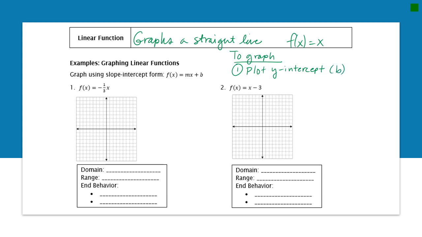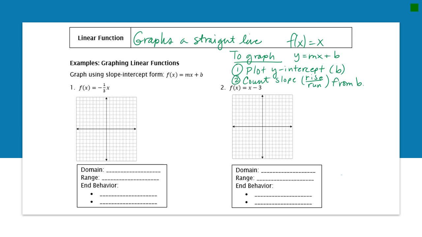Which is the b value when you're looking at y equals mx plus b. B is your y-intercept. The second step is, from that point that you just plotted, you count whatever your slope is, and remember, slope you count as a rise over run, and you make a second point. So you count from your b value.